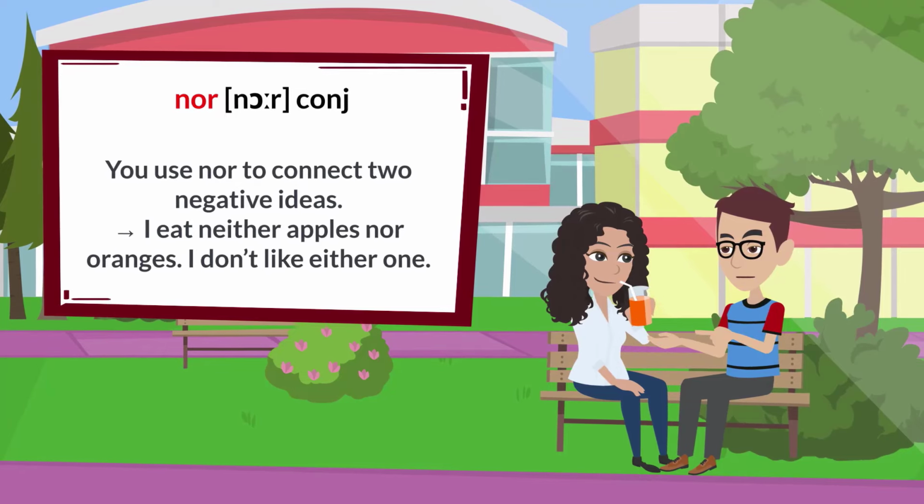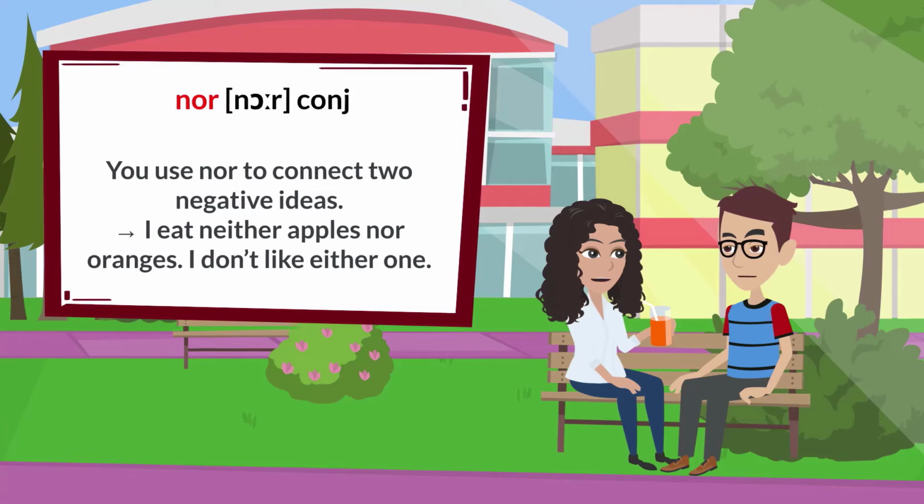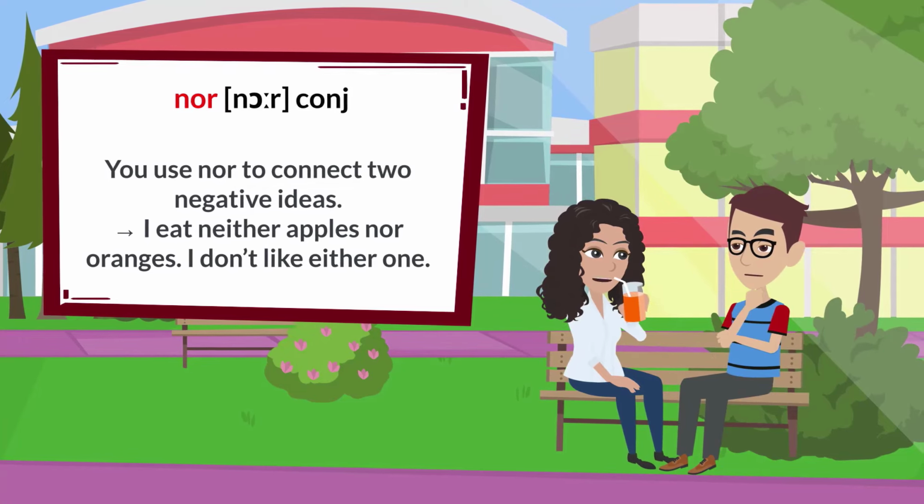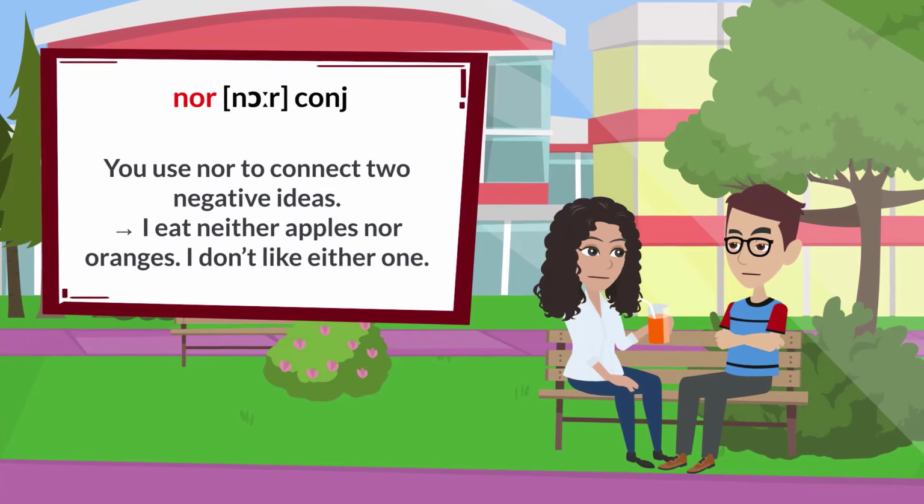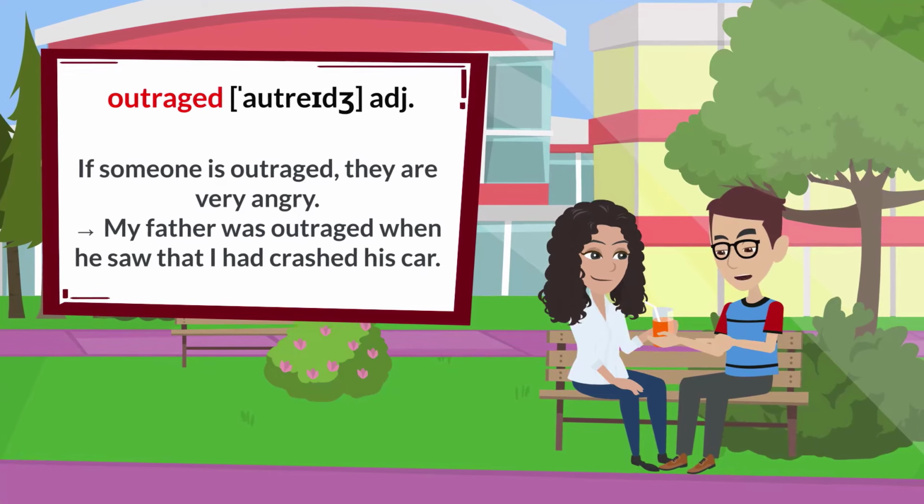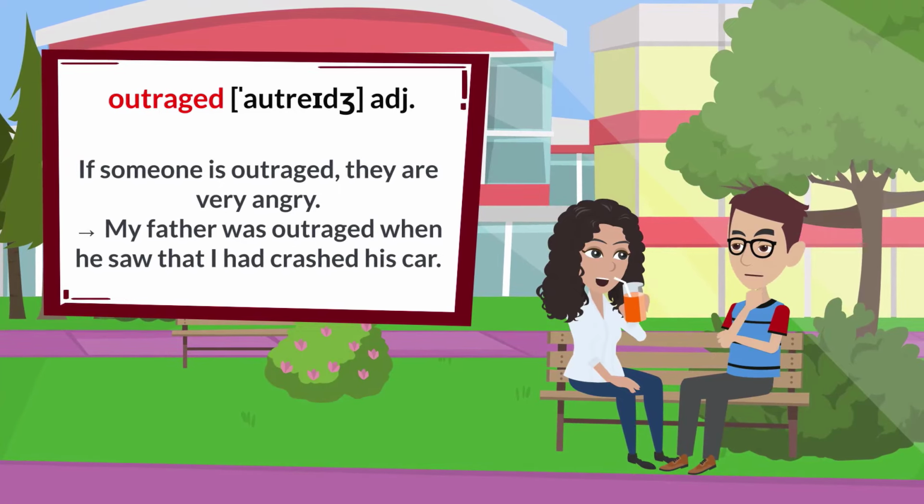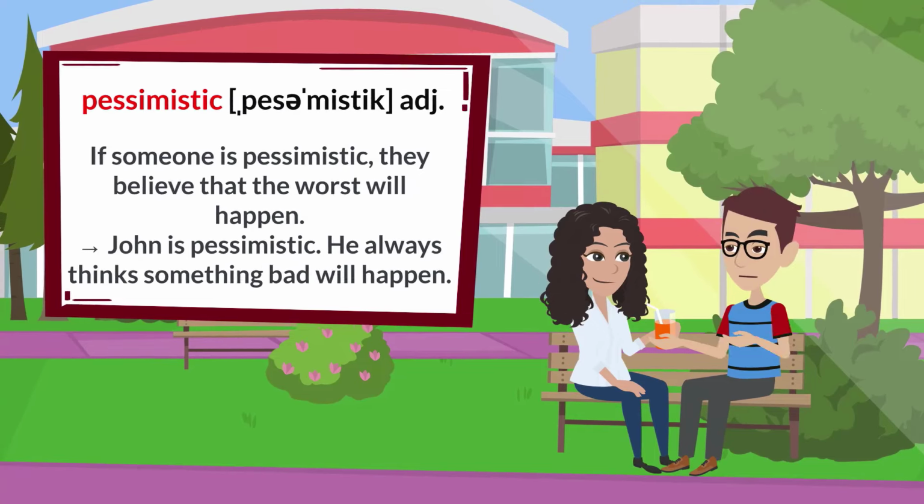Nor. You use nor to connect two negative ideas. I eat neither apples nor oranges. I don't like either one. Outraged. If someone is outraged, they are very angry. My father was outraged when he saw that I'd crashed his car.